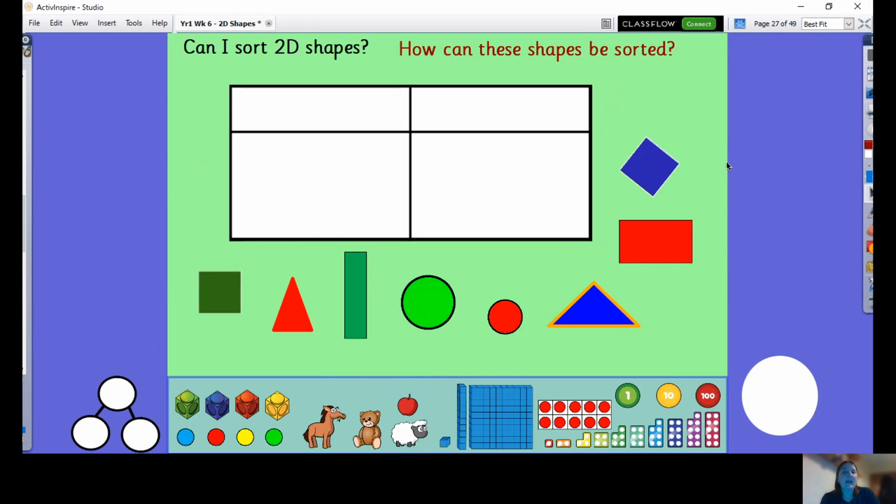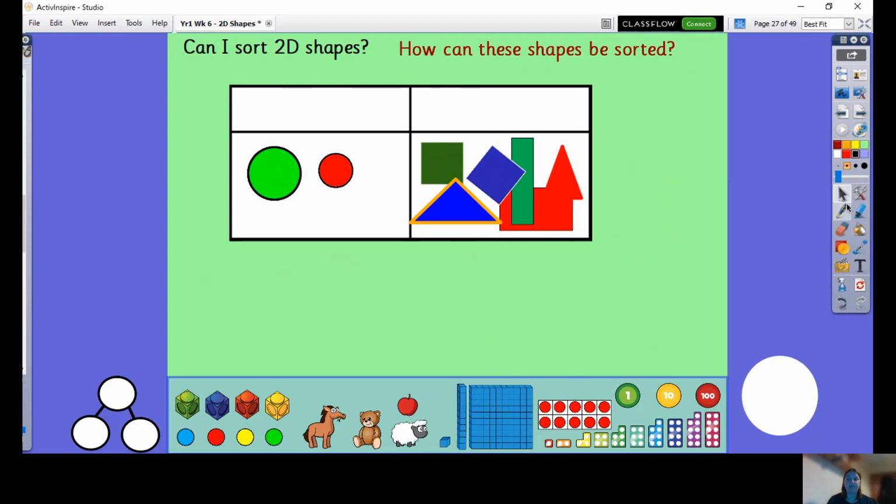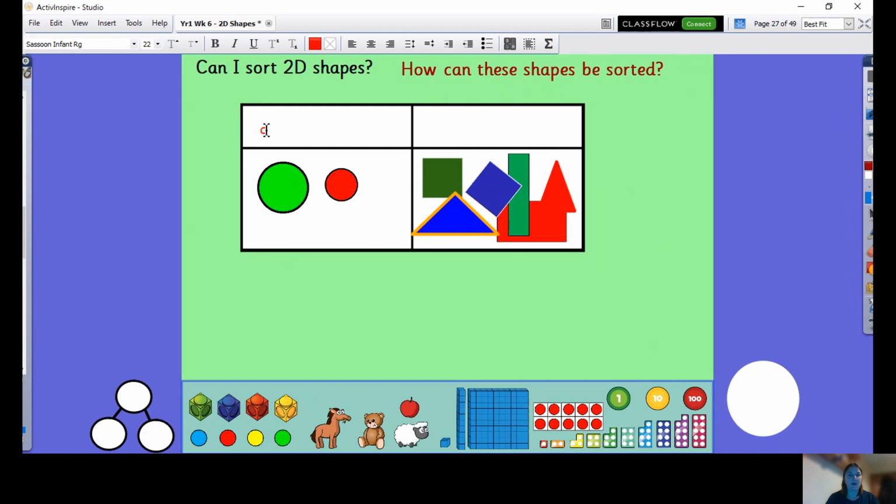So thinking about that then, how can these shapes be sorted? Now what we could do, you could go down the route. Now we've got to sort them into 2 groups. Okay, so we could do like they were doing on there. We could put all the ones here that have got curved sides and all the ones here that are straight sides, if I can get them all in. And then up here, I could type in, if it lets me, curved sides, straight sides. So I could sort them like that.